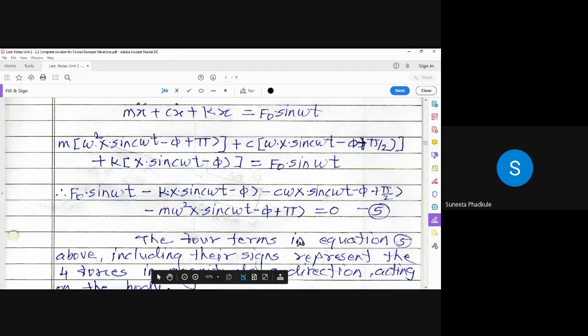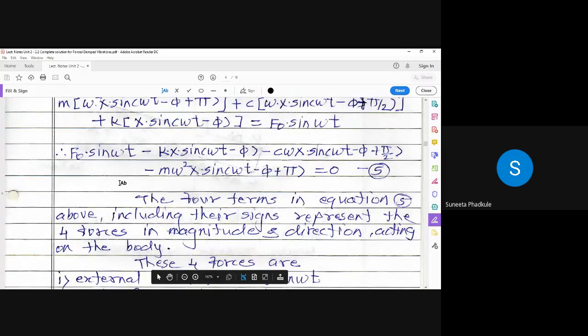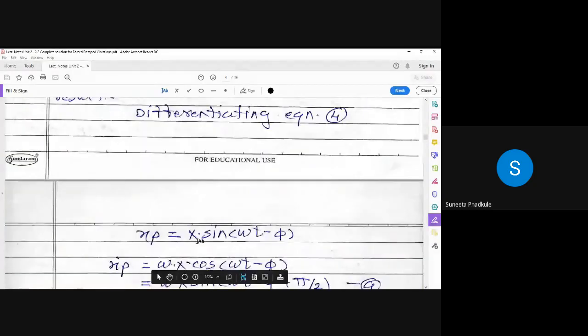Now let us analyze this equation. A very, very important equation for forced vibration. See, there are 4 terms: 1, 2, 3, 4. All 4 terms represent certain forces. So it is nothing but the summation of forces equal to 0. What is our conclusion? Summation of forces is equal to 0. This is nothing but D'Alembert's principle. So whatever assumption we made here, that xp is equal to capital X into sine omega t minus phi, it is correct.